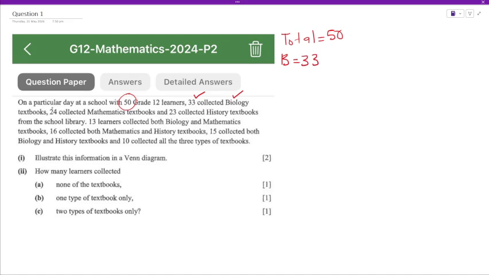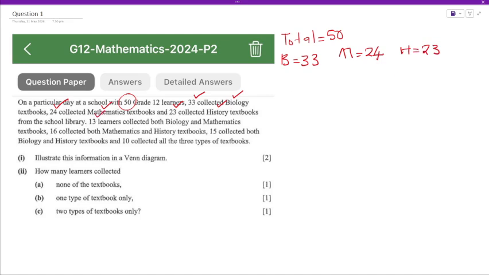24 collected mathematics textbooks, so for math you have 24. When you add everything in the set for mathematics, you're supposed to get 24. And then 23 collected history, so H is 23. When you add everything in the set for history, you should get 23. And then we continue reading.